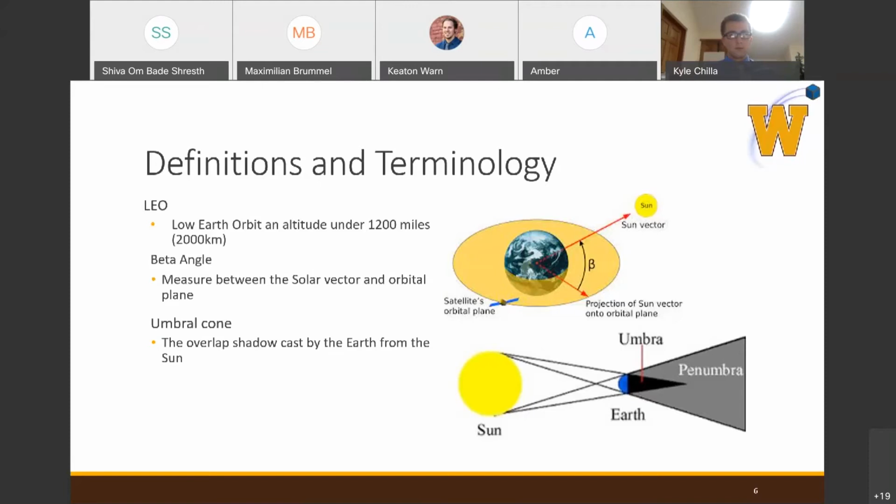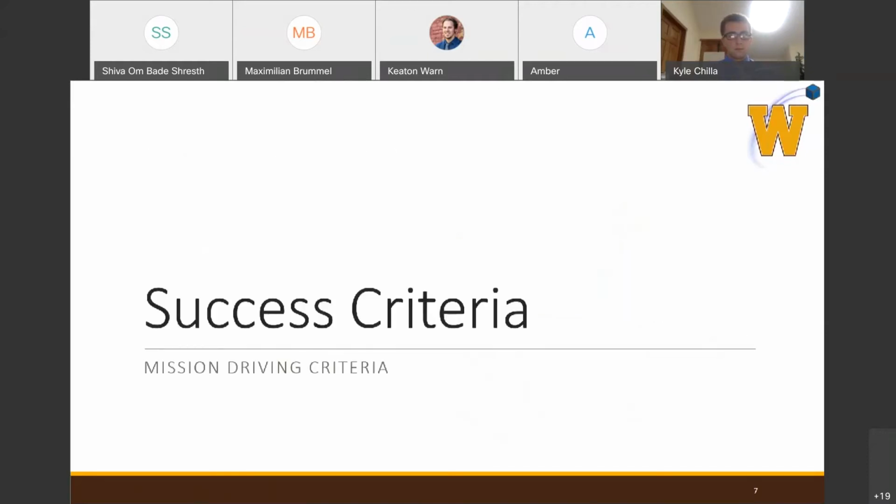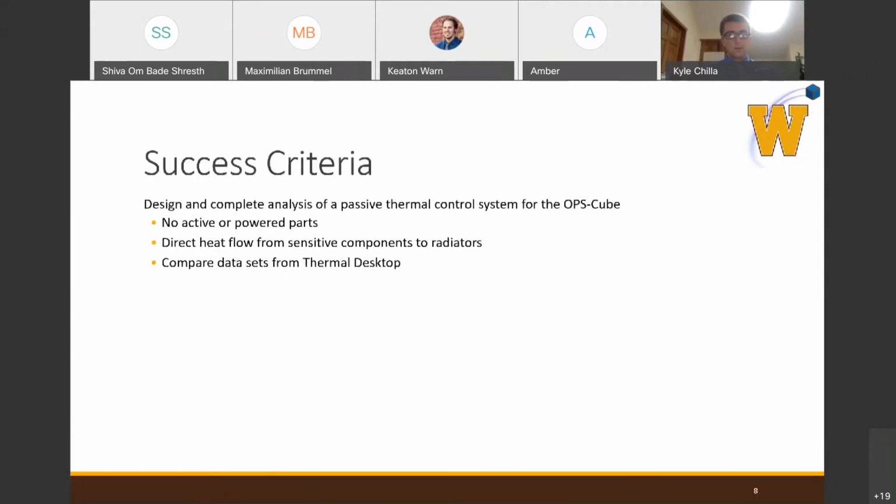And the umbral cone is the overlap shadow cast by the Earth from the sun, as you can see in the picture there. Now moving on to our success criteria for our project. Our success criteria is to design a passive thermal control system that efficiently and effectively directs heat flow away from the sensitive satellite components so that the temperature of these components do not deviate from their design survival conditions over the lifetime of the entire mission.